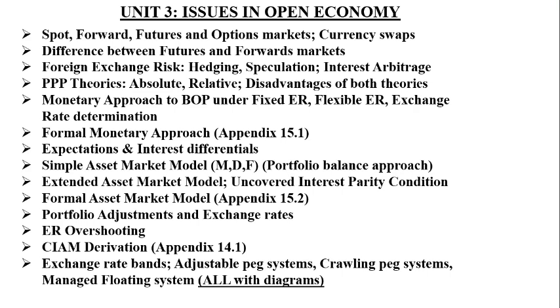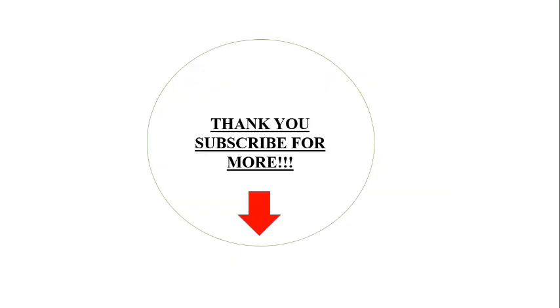Portfolio adjustments and exchange rates, exchange rate overshooting with four diagrams. Covered interest arbitrage margin derivation is given in appendix 14.1. These appendix items are very important as they are mentioned specifically in the reading list. As you can also see, exchange rate bands, adjustable peg systems, crawling peg systems, and managed floating system, all with diagrams. So that's it. I have discussed all the important topics.